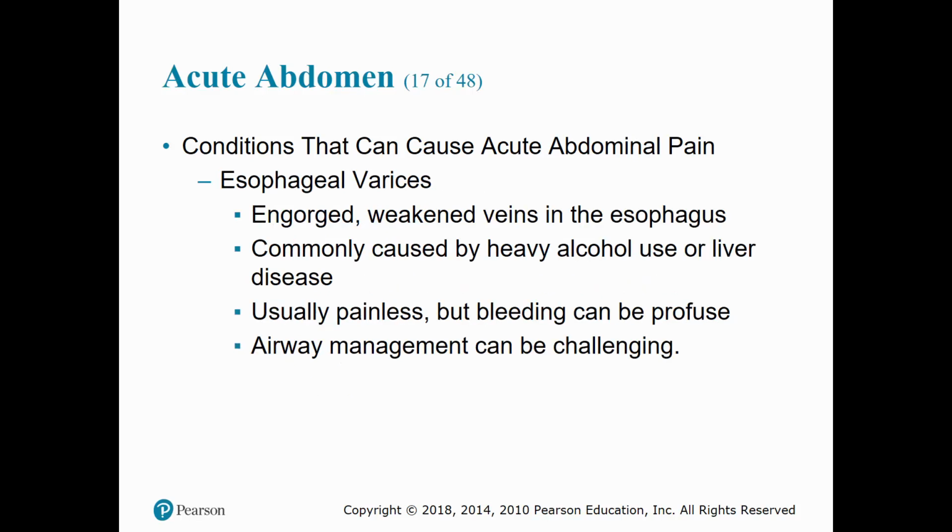Esophageal varices are basically categorized as engorged, weakened veins in the esophagus, the actual sheath of the vein. The vein actually comes out of the sheath and is exposed in the esophagus. It's commonly caused by heavy alcohol use or liver disease. It's caused by increased pressure in the venous blood supply system of the liver, stomach, and esophagus, known commonly as portal hypertension. It's usually painless, but bleeding can be profuse.